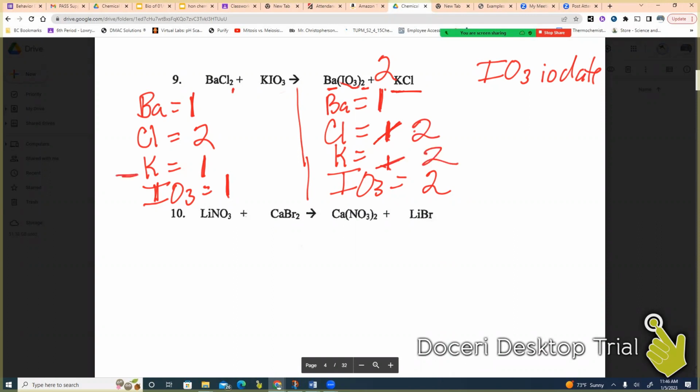So that means I'm gonna come back to this side, do the same thing. I only have 1, I need 2. So I need to put a what in front of the compound that has potassium? 2. So that changed my potassium to 2. And it also changed my iodate to 2, which is what I needed.